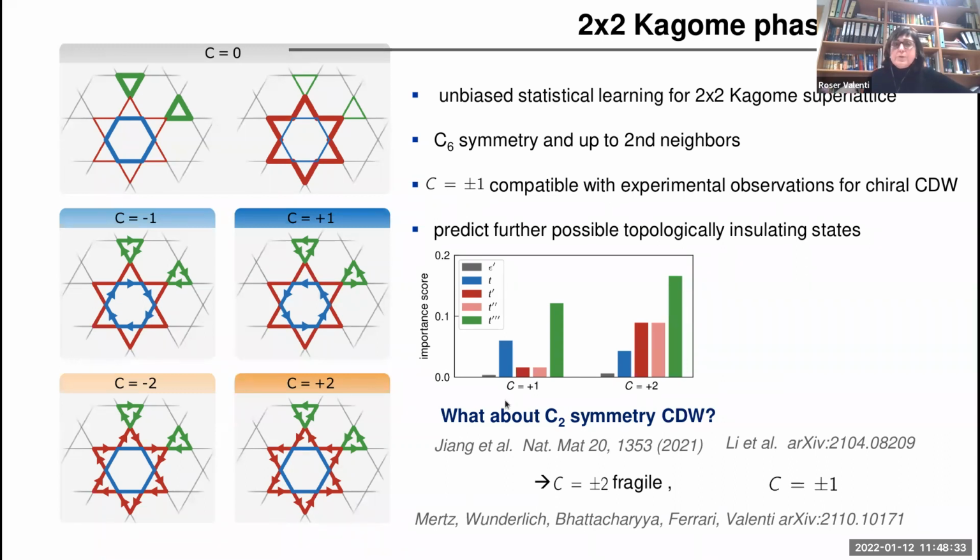Now, one, of course, can play this game by reducing the symmetry. Then, of course, we have more parameters. If we break the C6 symmetry and go into the C2 symmetry, which has also been discussed experimentally to be observed, then what we find is that this type of higher order Chern insulators are fragile and the ones that survive are those.